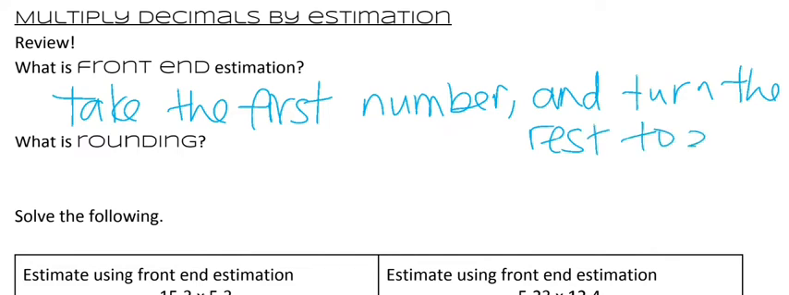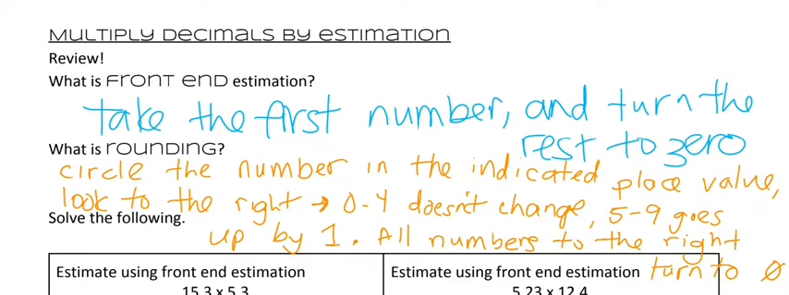I'm running out of room, sorry. Rounding is when we look at a specific place value, look to the number to the right, and decide if that place value digit is going to go up by 1 or stay the same. And every number after is going to turn into a 0. I paused the video to write this one in. I'm sorry I didn't give you a lot of room. Just pause and write it down as best you can.